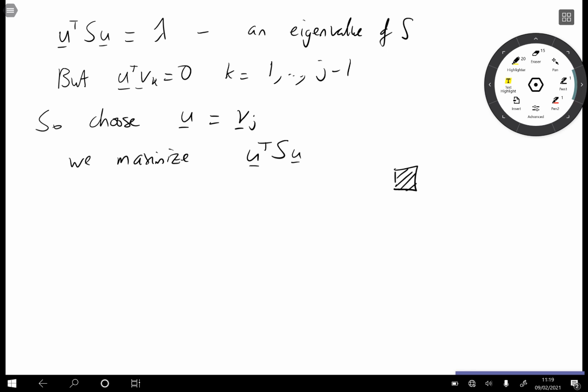So to summarize, we find that the principal components are the eigenvectors of the covariance matrix, ordered by their eigenvalues. So the first principal component is the eigenvector corresponding to the largest eigenvalue. The second principal component corresponds to the second largest eigenvalue, and so on.